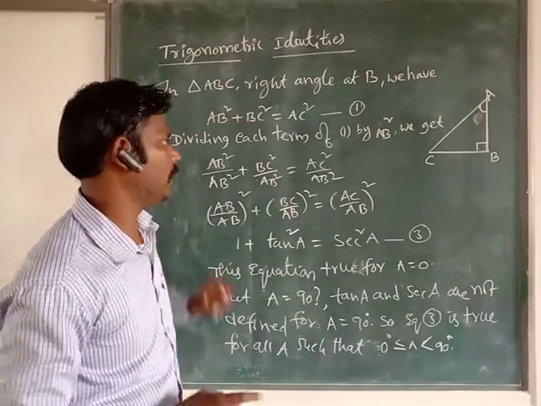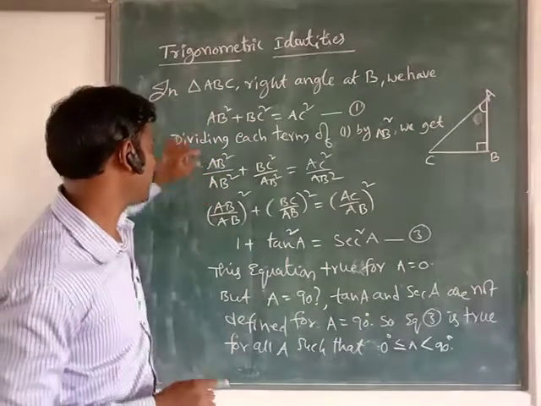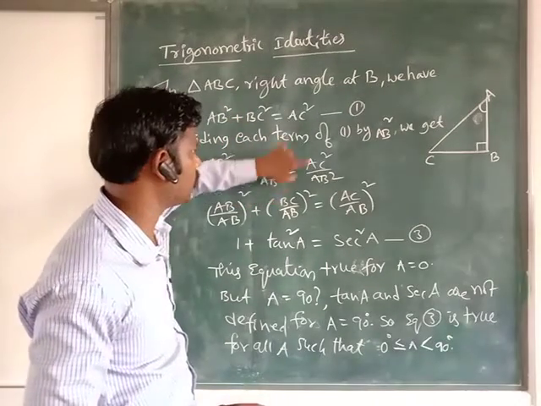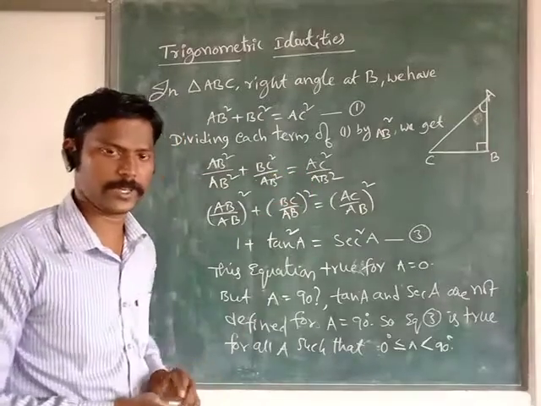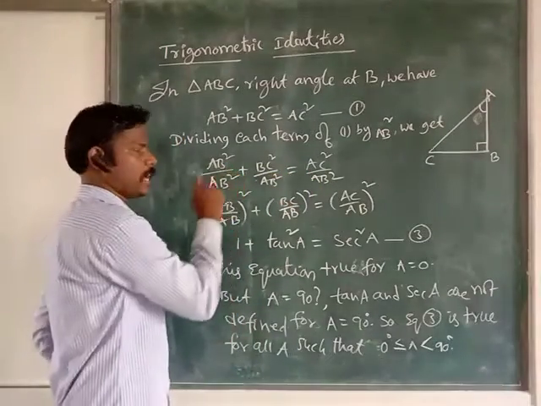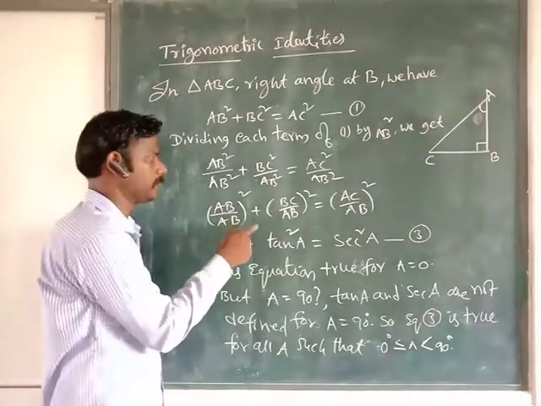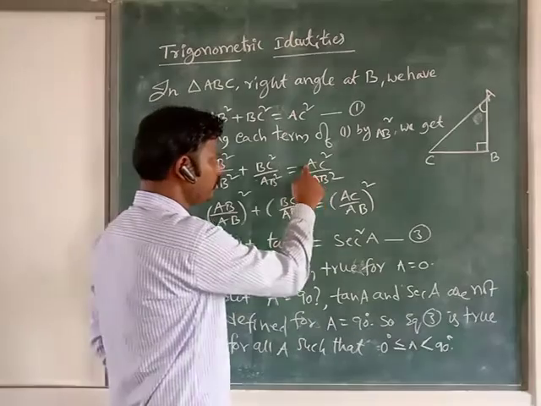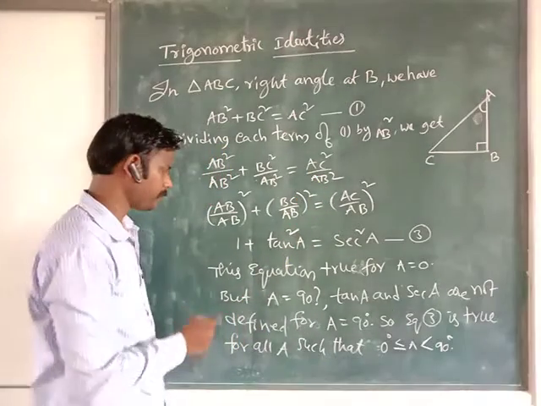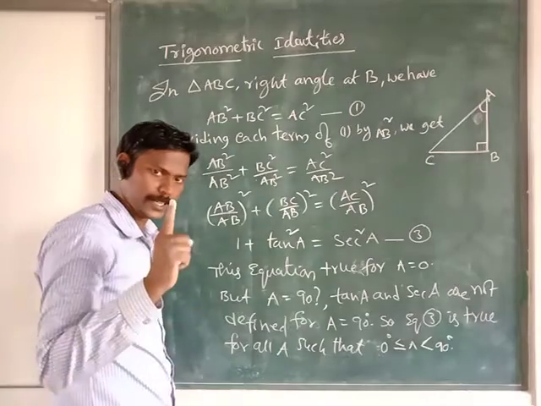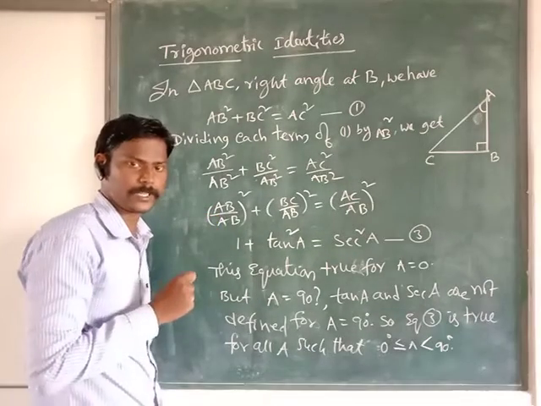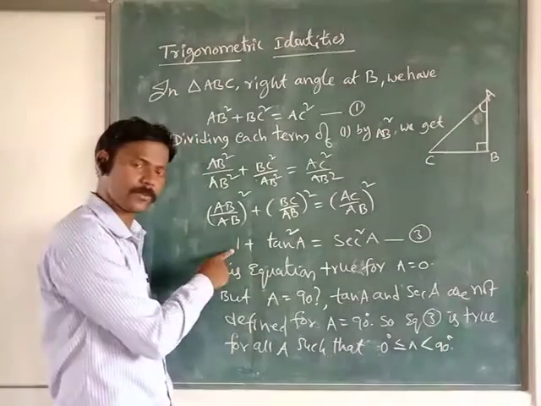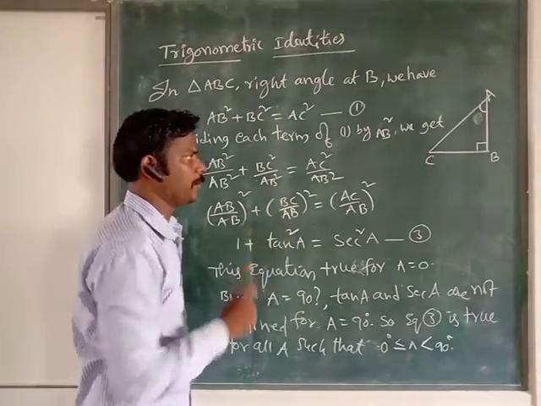Now each term divided by AB square. Then what happened? AB square by AB square plus BC square by AB square is equal to AC square by AB square. Next, simplify: square is common, so (AB by AB) whole square plus (BC by AB) whole square is equal to (AC by AB) whole square. Now AB by AB, how much, children? 1. For example, if AB length is 10, again AB length is 10, 10 by 10 is 1. That's why 1 square, 1, plus BC by AB.